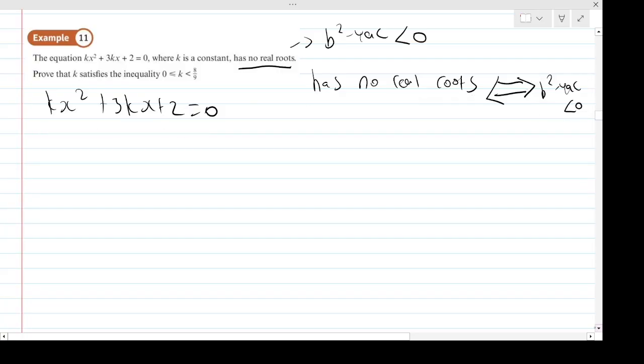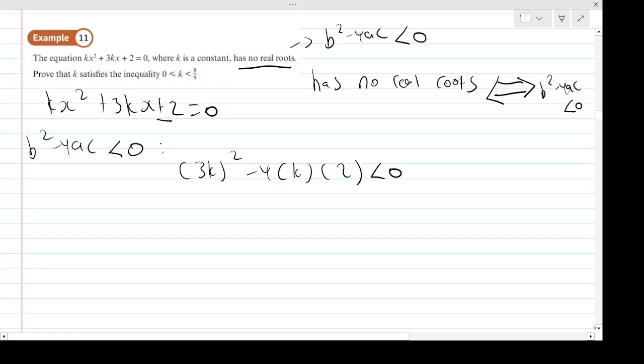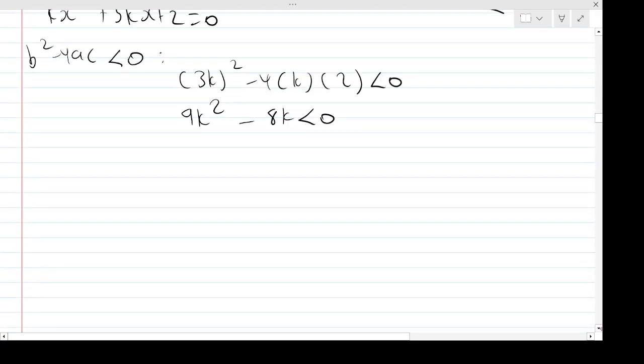Let's work out the discriminant here. So that has to be then less than zero, which means that b squared is 3k all squared. Take away 4 lots of a, which is k here, and c, which is 2. And that has to be less than 0. So then we just expand the brackets to then get 9k squared minus 4 times k times 2 is minus 8k is less than 0. Okay, well, at that point, hopefully spotted a quadratic inequality, which we also should be able to solve.